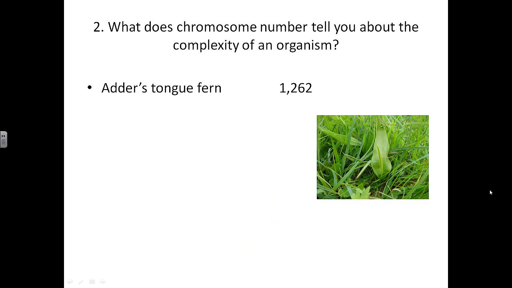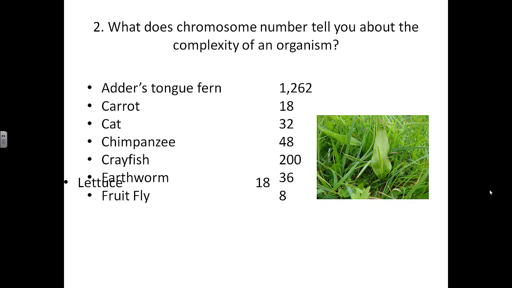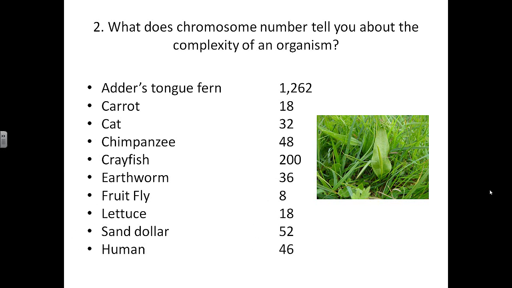The Adder's tongue fern is a plant, you can see it to the right there, has 1,262 chromosomes. A carrot only has 18. A cat has 32. Now, wouldn't you say that a cat is more complex than a fern? A chimpanzee has 48. A crayfish, much smaller than a chimp, 200 chromosomes. Earthworms have 36. Fruit flies have 8. Lettuce has 18. Sand dollars 52. Humans have 46 chromosomes. So what's the pattern, or is there a pattern? What does chromosome number seem to tell you about how complex an organism is?